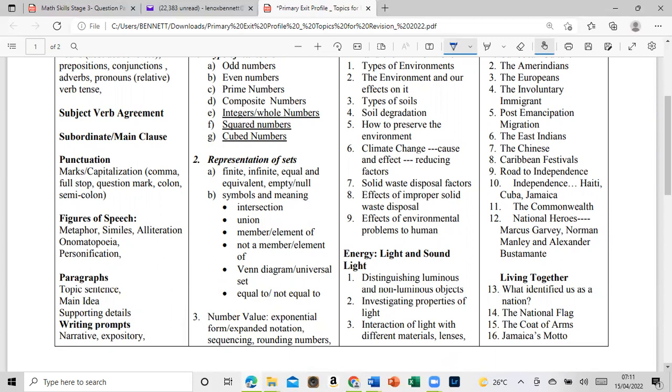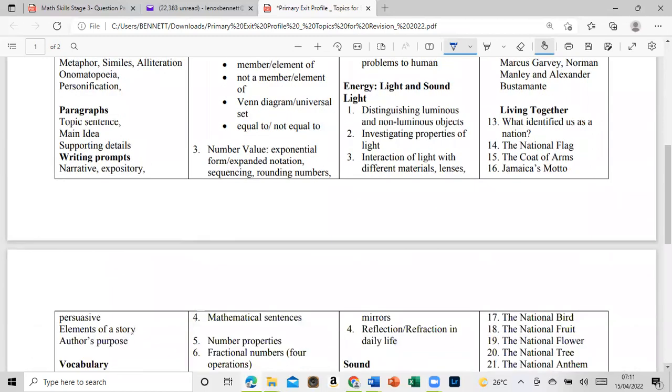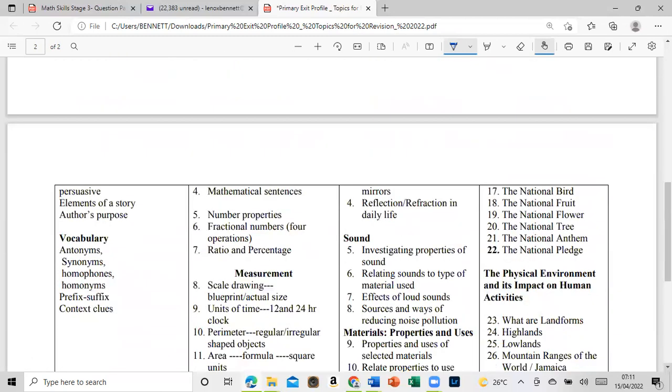What identifies us as a nation? What makes Jamaica, Jamaica? The national flag. You must know the colors of the flag and all of these things, what each represents. What does the black represent? What does the yellow represent? What does the green represent? And also the coat of arms. They must be able to identify what is on the coat of arms. All right, and Jamaica's motto, out of many one people. What does that mean?